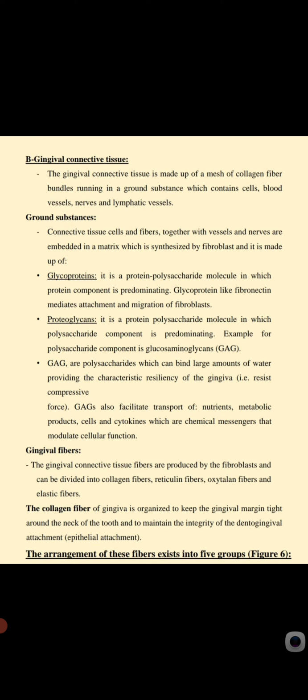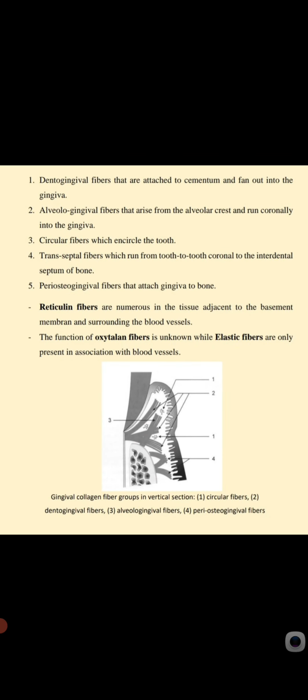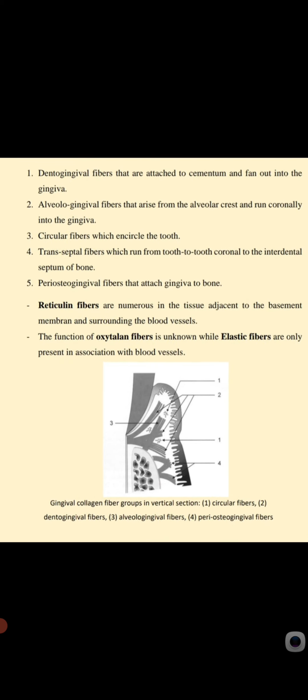Now the arrangement of these fibers exists in five groups. First is the dentogingival fiber. Its name indicates dentogingival, meaning it originates from the teeth and enters the gingiva. Dentogingival fibers are attached to cementum and fan out into the gingiva. Mean number one here, look at it, originates from the tooth and moves toward the gingiva. It originates from cementum and enters into the gingiva, therefore known as dentogingival fiber.